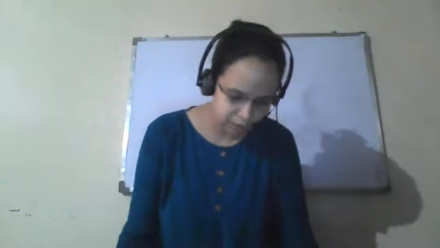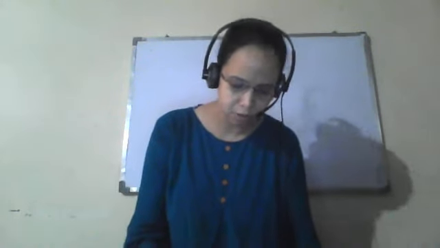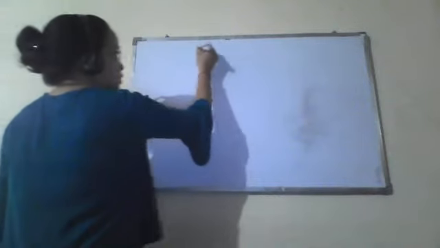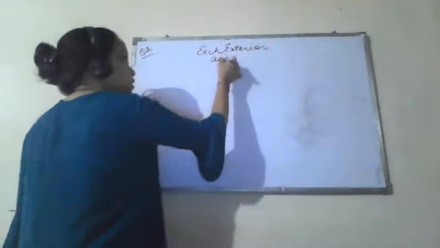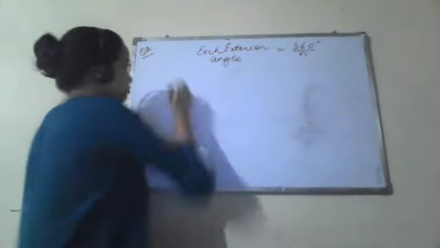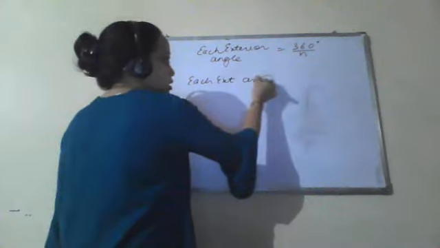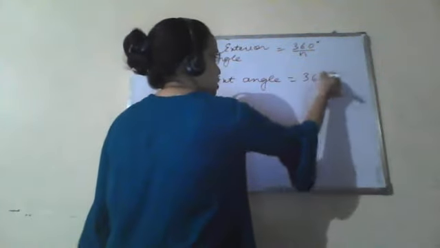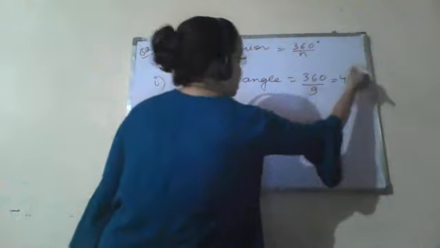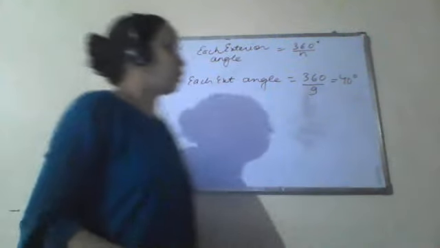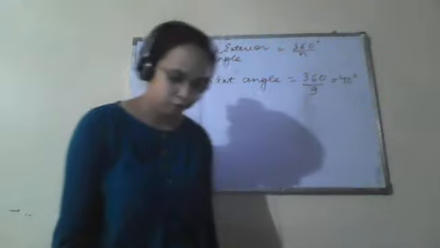Now question number 2, find the measure of each exterior angle of a regular polygon if it has 9 sides. So I have told you, each exterior angle will be equal to 360 upon n, where n is the number of sides. So in the first case we have been provided n equals 9. So each exterior angle will be equal to 360 upon 9, and it is 40 degrees. So the measure of each exterior angle of a polygon which has 9 sides is 40 degree.